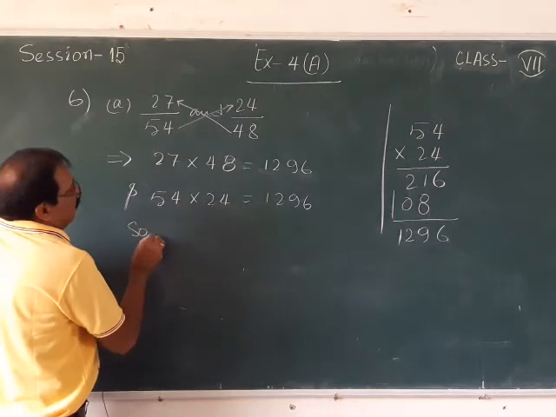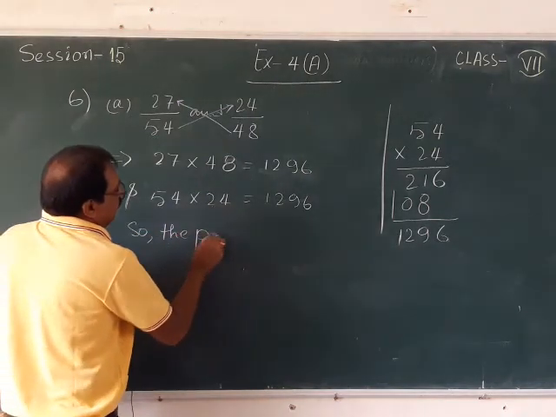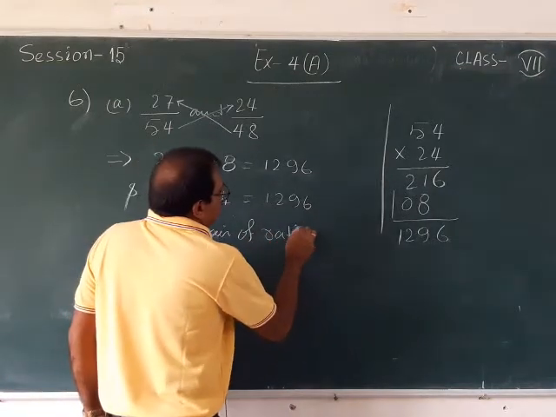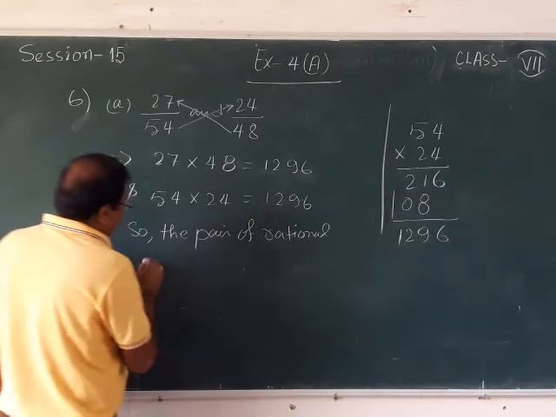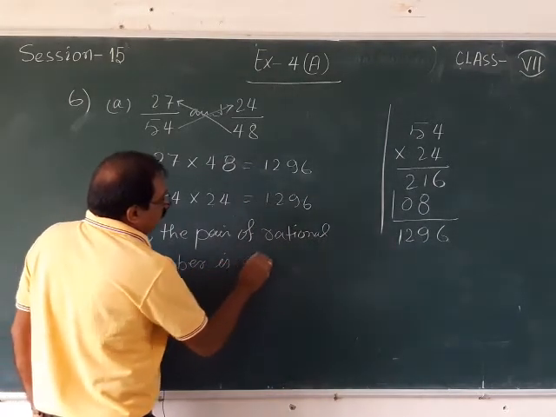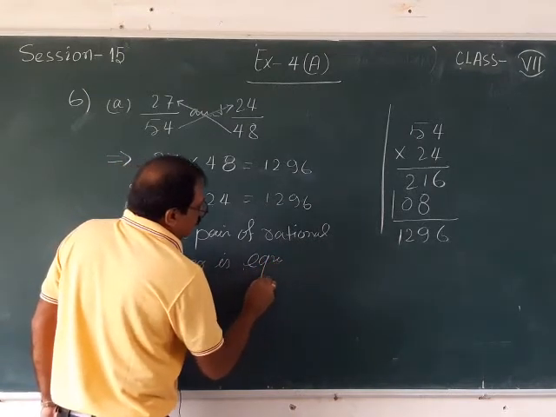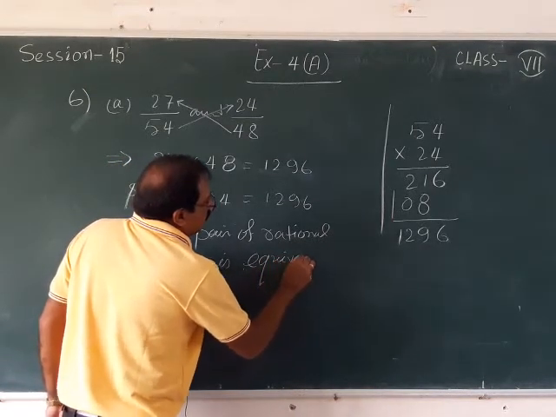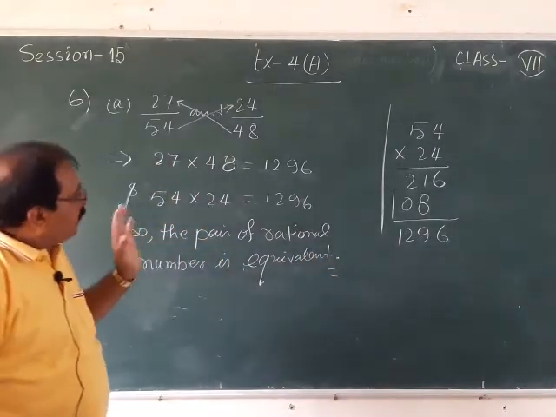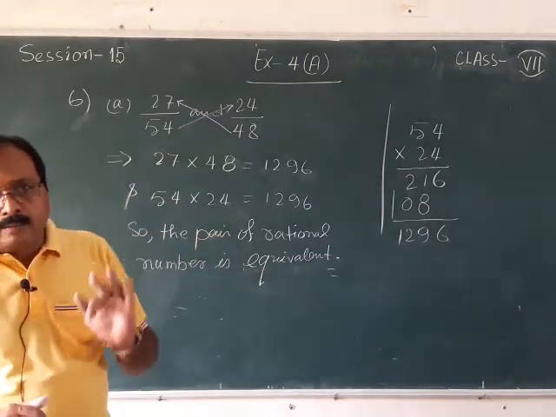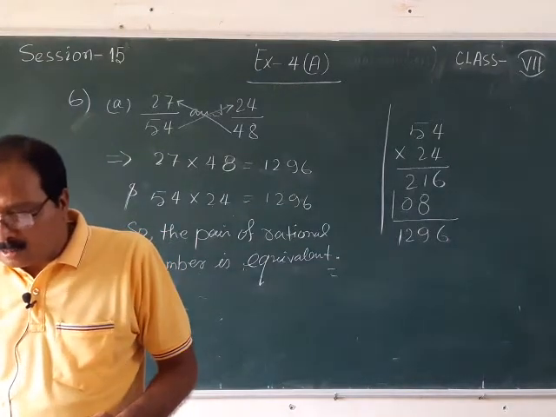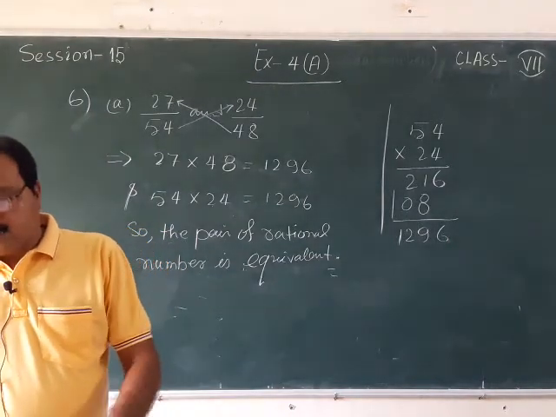the pair of rational numbers is equivalent. Like that you can write your answer. So equivalent fractions you can check by making them into standard form or by the method of cross multiplication also. Okay, so like that you can do it.